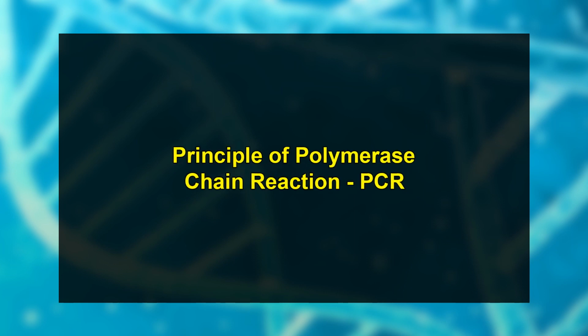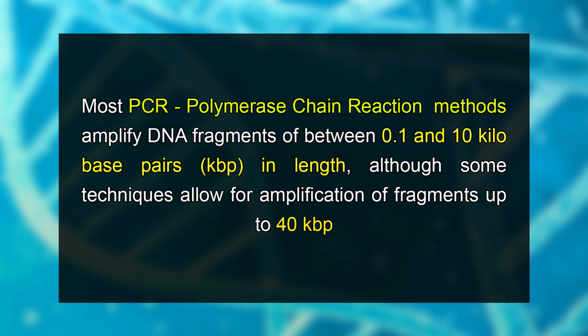Dear students, let's now understand the principle of PCR. PCR amplifies a specific region of a DNA strand, the DNA target. Most PCR methods amplify DNA fragments of between 0.1 and 10 kilobase pairs in length, although some techniques allow for amplification of fragments up to 40 kilobase pairs.